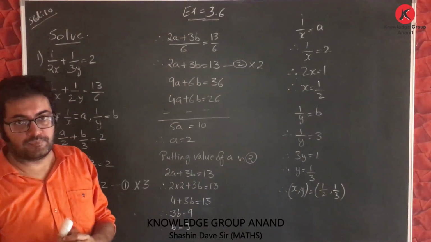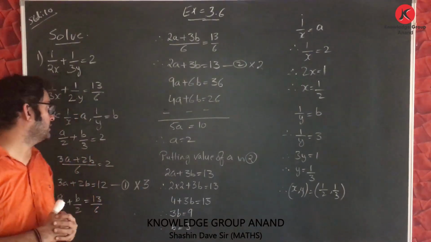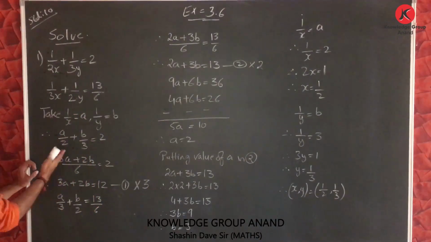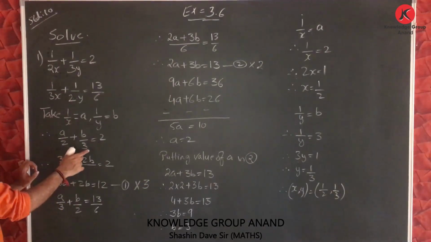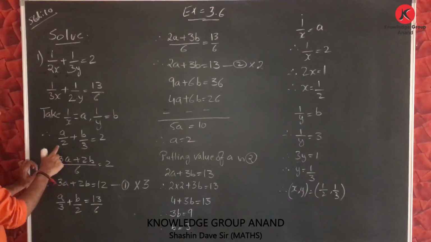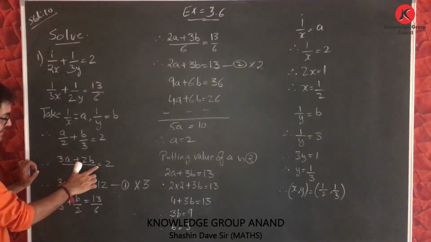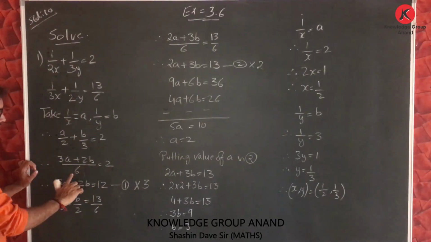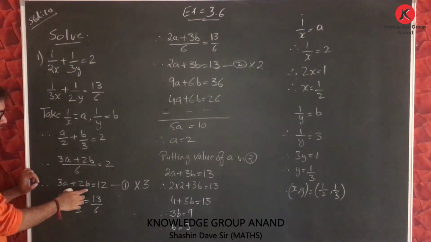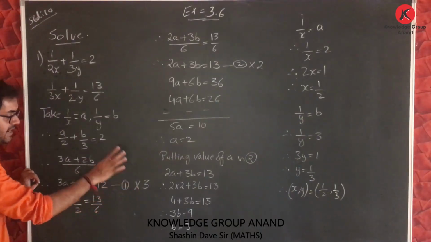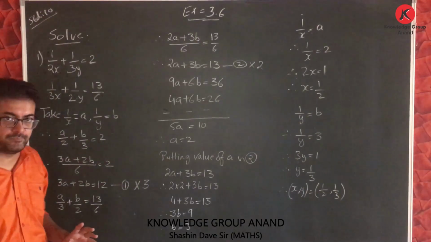Same logic I will use to simplify equation number 2. But before doing that, I need to get rid of this 2 and 3. So I will cross multiply. So 3 into a, that is 3a, plus 2 into b, that is 2b, LCM of 2 and 3 is 6, is equal to 2. This 6 gets multiplied on that side. So my simple equation is 3a plus 2b is equal to 2 sixes are 12. This is my equation number 1.